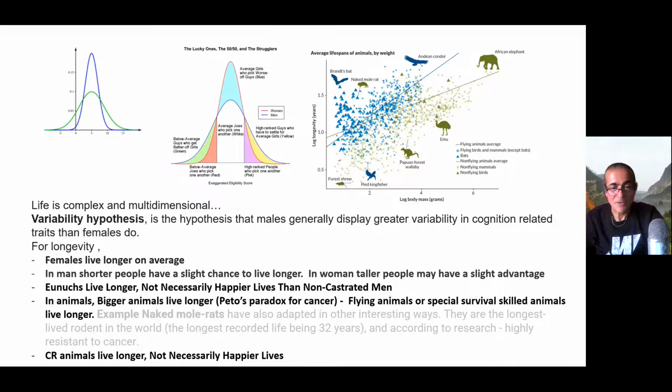Flying animals I mentioned already. Naked mole rats also live longer. Again, they have some special genes for cancer. In the lab, calorie restriction, that's what CR means. Calorie restriction animals in the lab live longer, not necessarily happier, but they live longer.